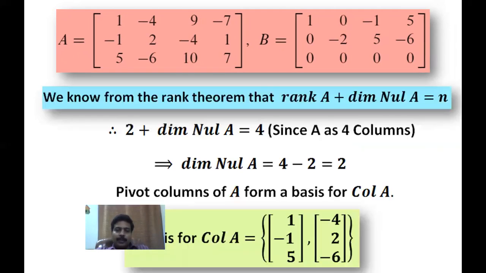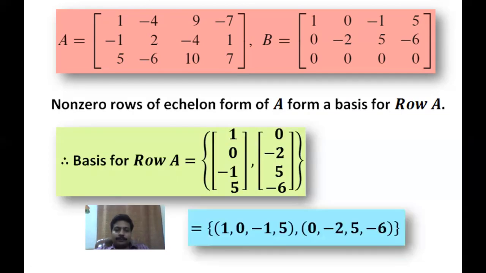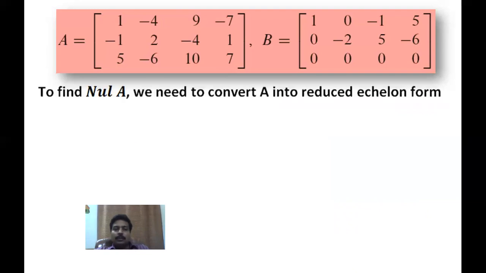And the dimension of column space is also 2, since there are only two vectors in the basis of column space A, which is equal to the rank of A, which is the number of pivot columns in the matrix. We have already seen that the dimension of null space is also 2, since 4 minus 2 is 2. But to find a basis for null space A, or the vectors in null space A, we need to convert A into reduced echelon form. The given matrix is in echelon form, so we need to further reduce it into reduced echelon.